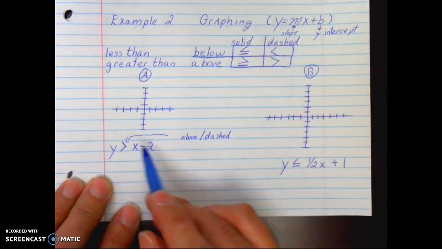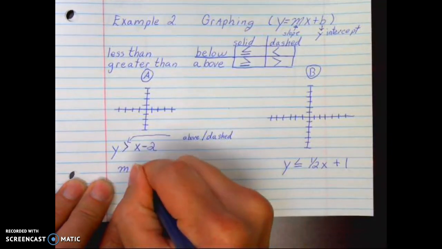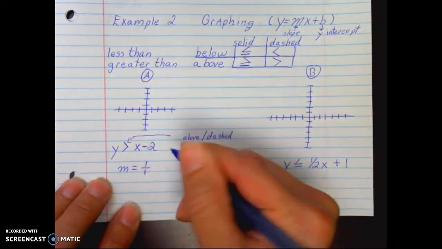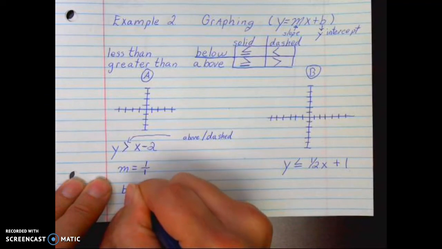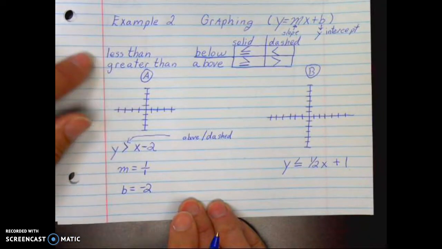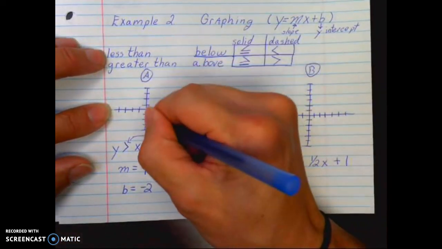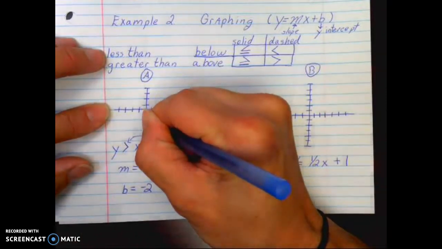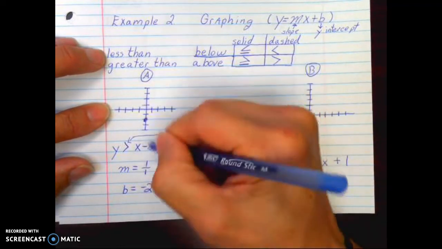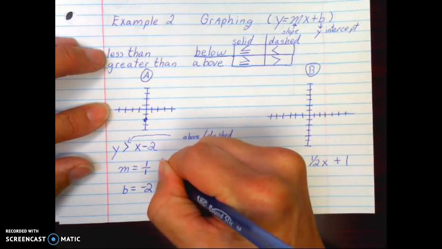So to graph this, what's my slope? Well, my slope is what's in front of x. So that's 1. Make it a fraction, so it's 1 over 1. And my y-intercept is -2. So I'm going to go up to my table here and go to -2. Here's -2 right here. So 1, 2 down. And then up 1, remember? So up 1 and then over 1.